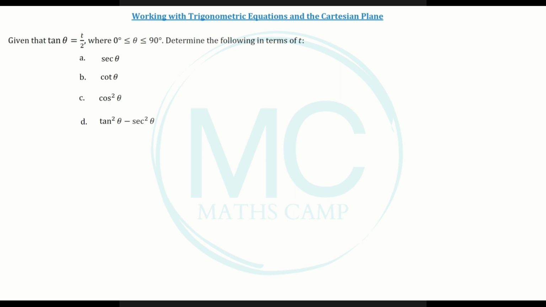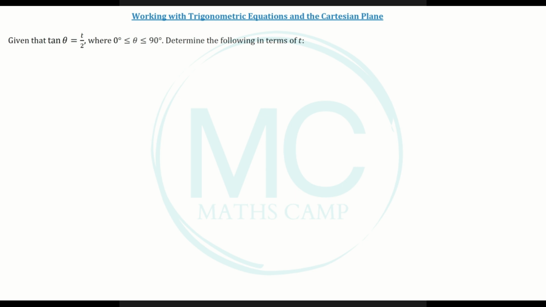Part A, sec theta. Part B, cot theta. Part C, cos squared theta. And part D, tan squared theta minus sec squared theta. Now, before we start with part A, we need to look at the information the question gives us. So let's make some space.